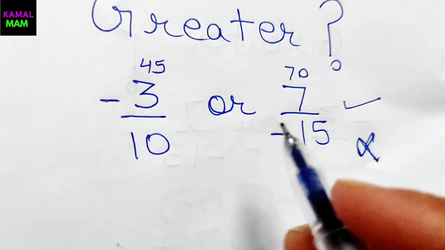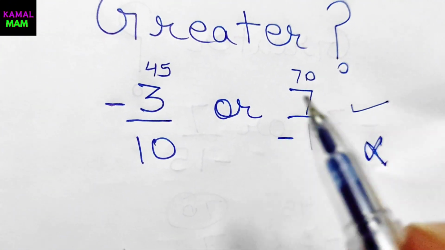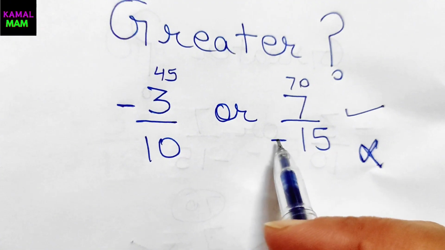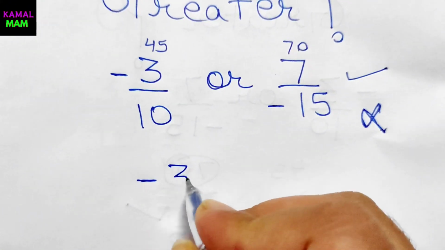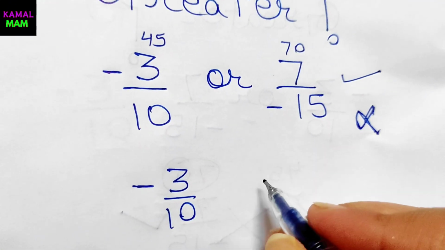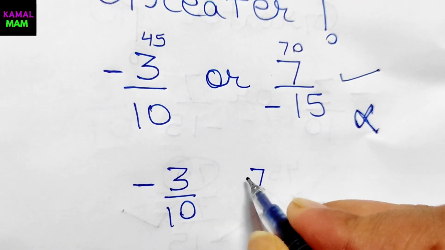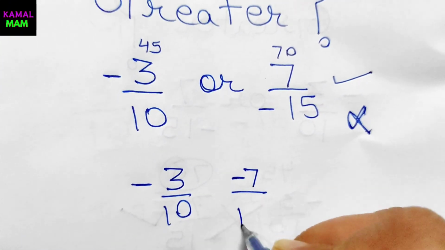The correct way to solve this type of question is to keep this negative sign on the numerator side. Now what we get is negative 3 by 10, and on the other side we get negative 7 by 15.